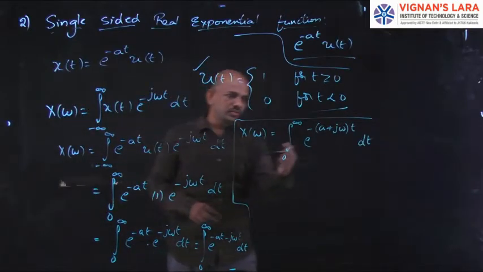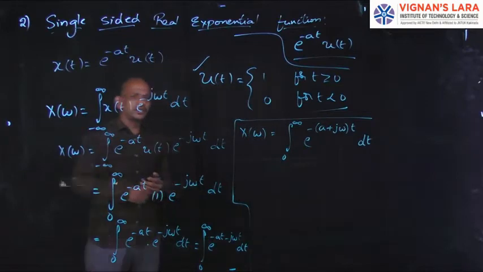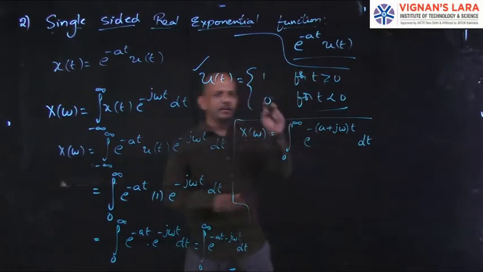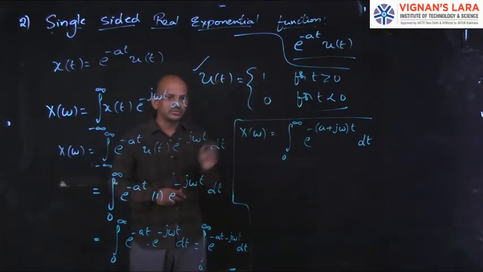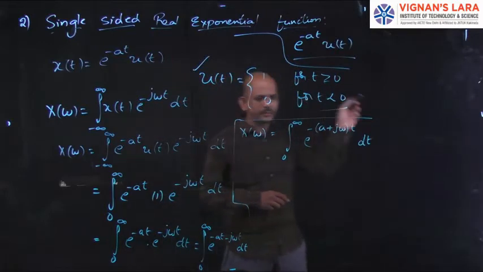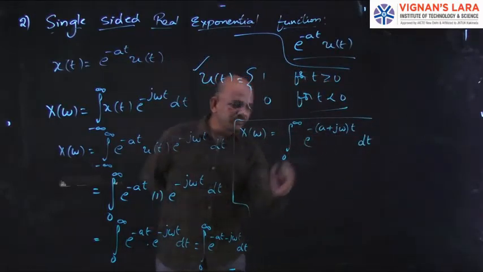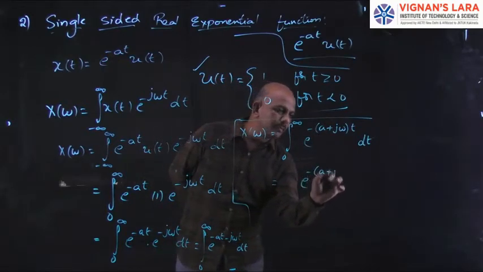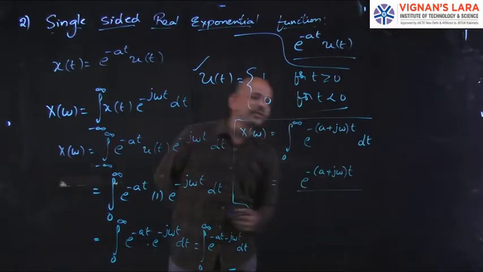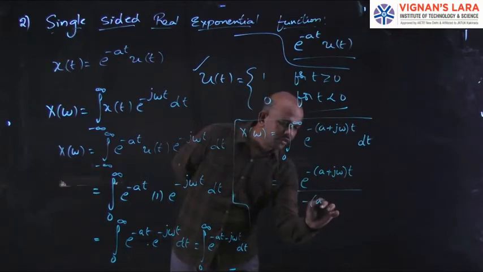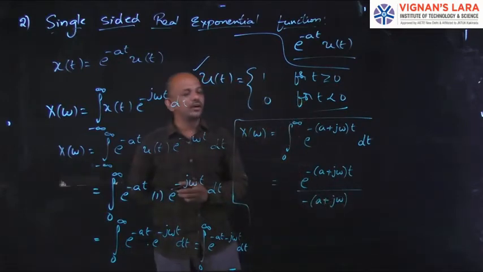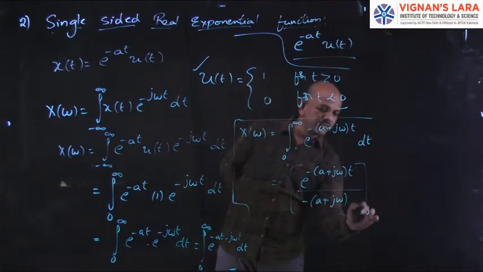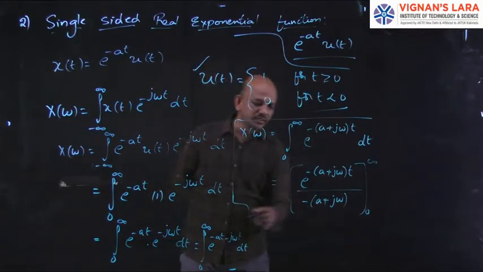Now what is the formula for e power minus 2t? What is the integral of e power minus 2t? It is e power minus 2t divided by minus 2. In the same way, what is the integral of this one? The integral will be equal to the function e power minus of a plus j omega into t, divided by minus of a plus j omega. The limits are from 0 to infinity.